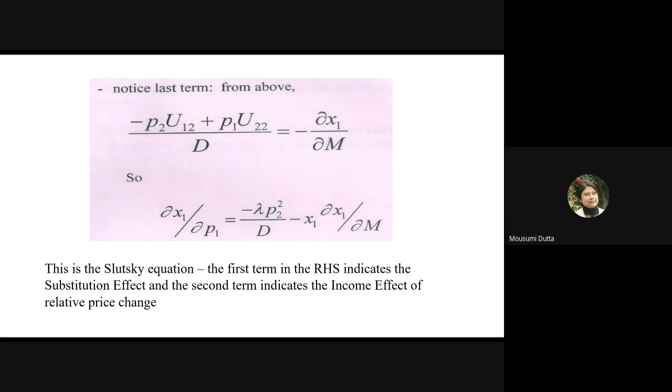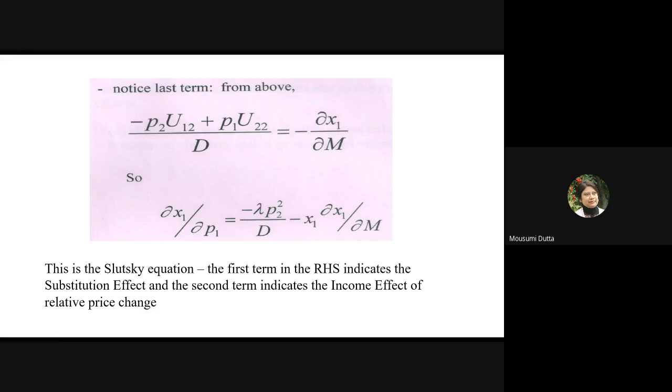Owen, you are absolutely right. So we are getting the total effect of price change when we take the derivative del x1 by del p1. The first component is the substitution effect. The second component is the income effect. The first component will be negative because here we are considering the change with respect to the price of that commodity only. So it should be negative, and we are getting the negative value.